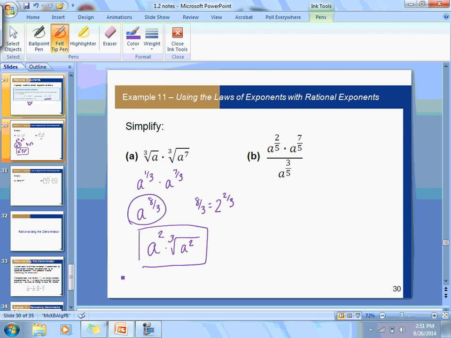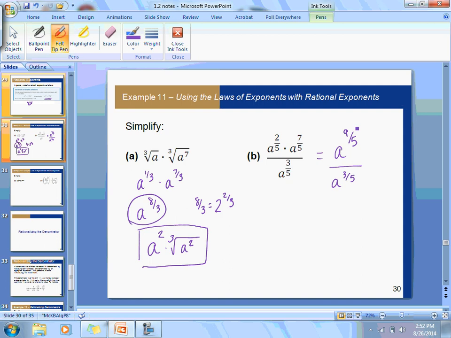They're equivalent. Now the nice thing about part B is that it might look a little scary, but actually it's given to us with fractional exponents, so we can leave our answer as a fractional exponent. So all we're really doing here is applying the properties of exponents. In my numerator, I'm multiplying the bases, so I'm going to add my exponents. So that'll give me a to the 9/5. And then my denominator is just a to the 3/5.